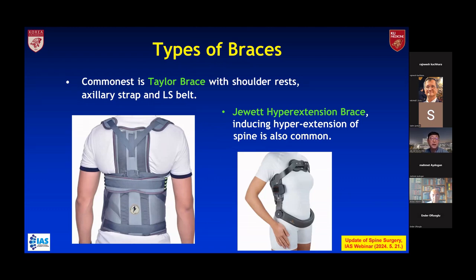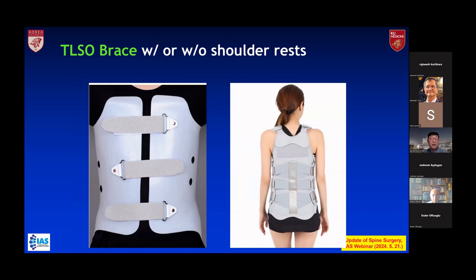These are some examples of braces. Commonest is the tailor brace, as you can see on the left hand, and sometimes a joint hyperextension brace is also very common. This kind of TLS brace with or without shoulder rest is also common in use.